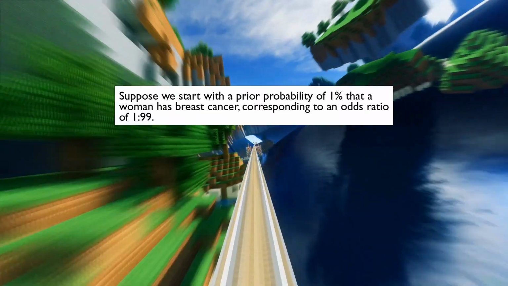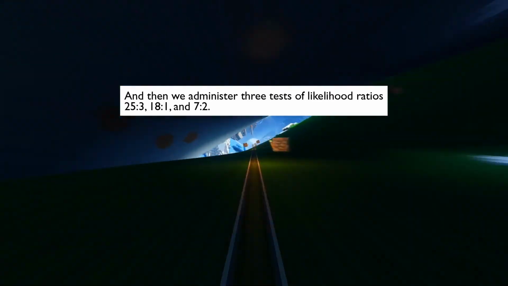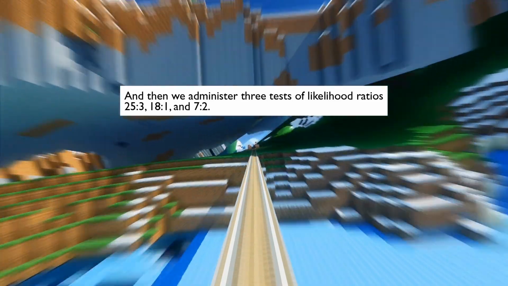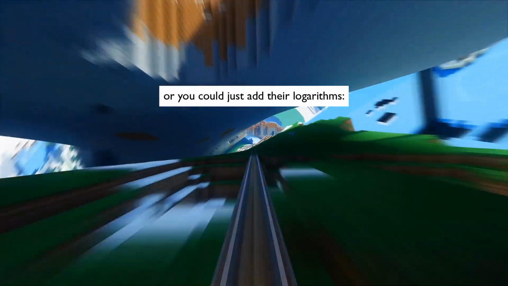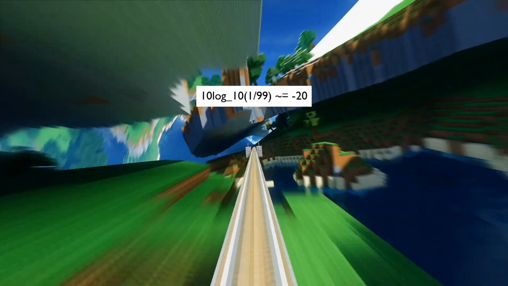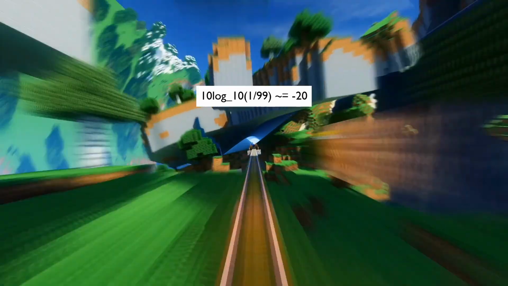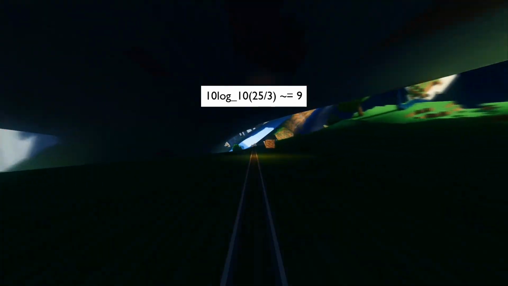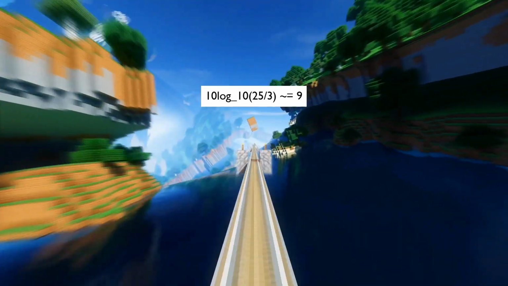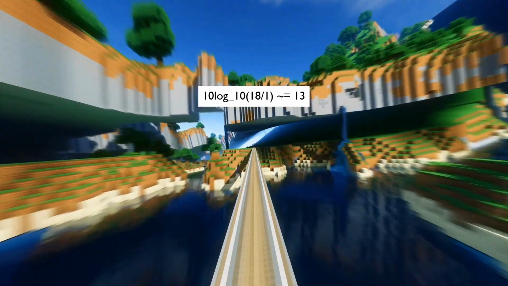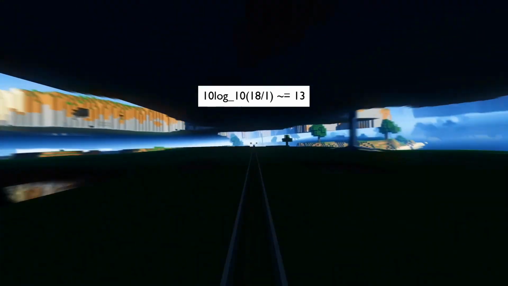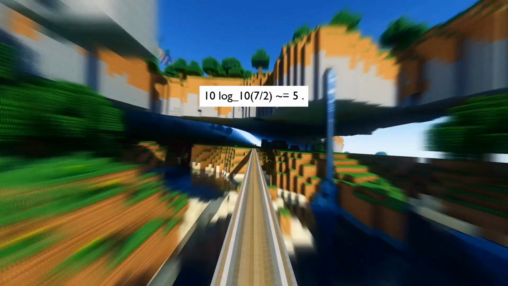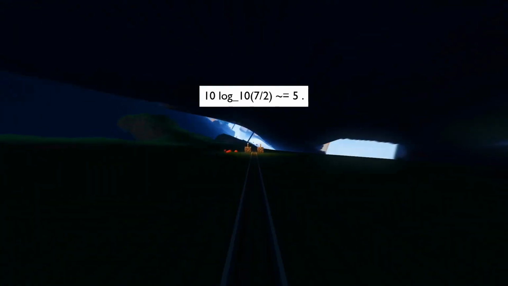Suppose we start with a prior probability of 1% that a woman has breast cancer, corresponding to an odds ratio of 1 to 99. And then we administer 3 tests of likelihood ratios 25 to 3, 18 to 1, and 7 to 2. You could multiply those numbers. Or you could just add their logarithms. 10 log base 10 of 1 over 99 is approximately equal to minus 20. 10 log base 10 of 25 over 3 is approximately equal to 9. 10 log base 10 of 18 over 1 is approximately equal to 13. 10 log base 10 of 7 over 2 is approximately equal to 5.